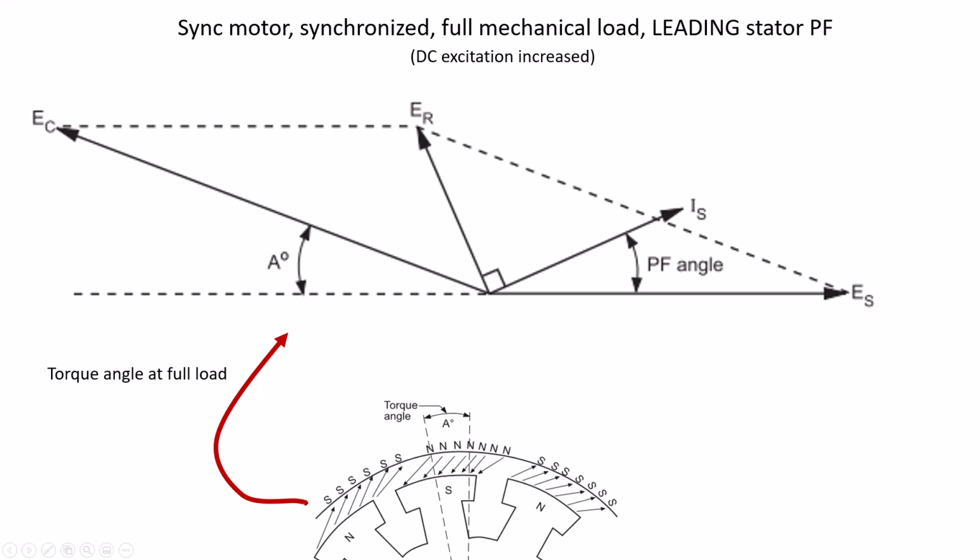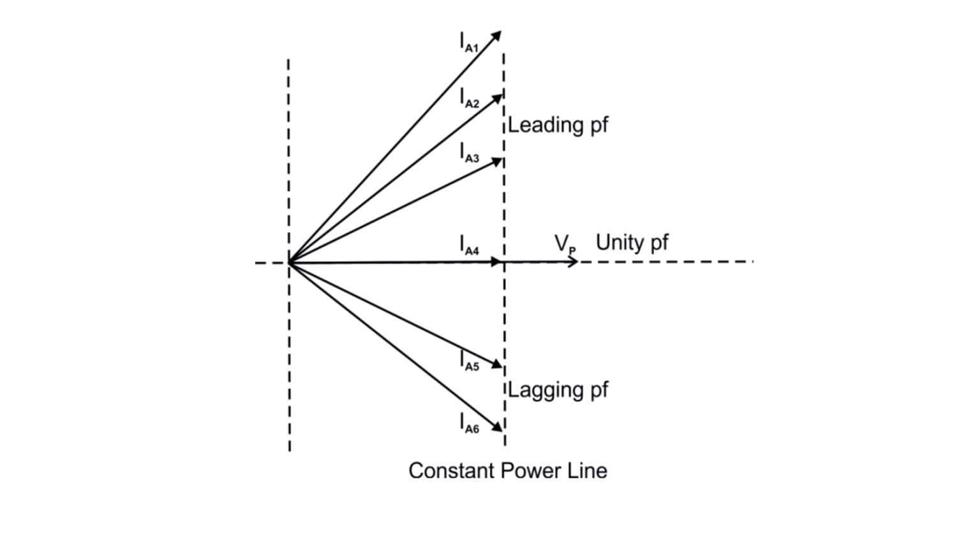It is now in a leading power factor state and, as we can see, would be used for power factor correction. Remember that the stator current is always due to the E resultant, which is a phasor addition of the coil voltage and the stator voltage. In this way, a three-phase synchronous motor can be operated at any range from extreme lagging to unity to extreme leading.